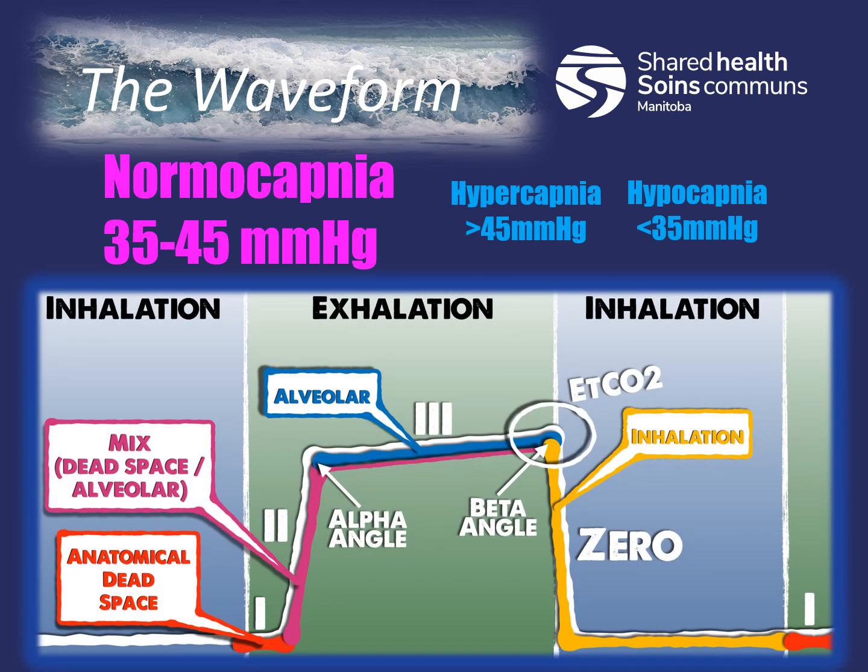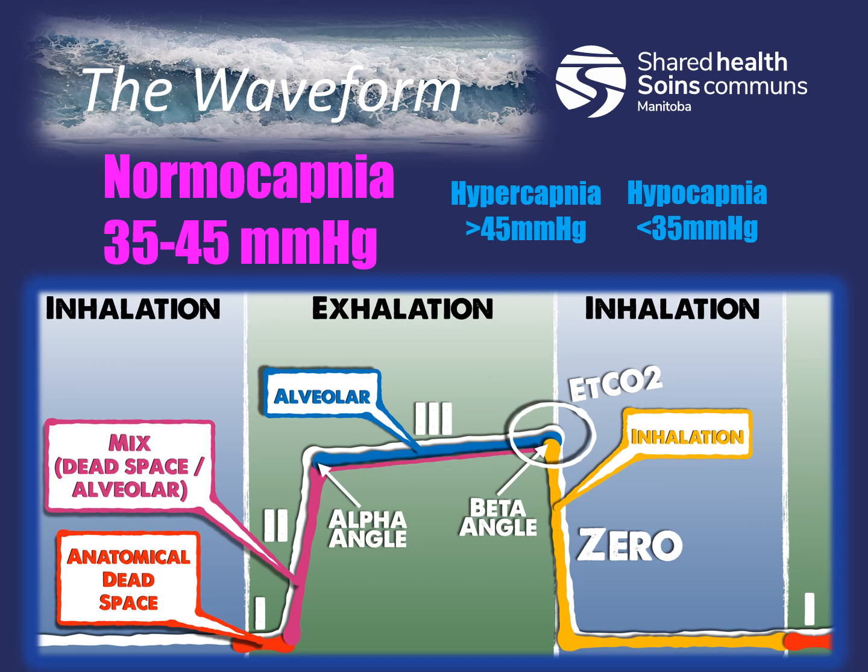Going through the waveform, we have phase 1, which is the wave from baseline representing inhalation, or when there is no or low CO2 being expelled. We have phase 2, which is the beginning of exhalation, where we have anatomical dead space filling with alveolar gas from the alveoli and the bronchioles. This is transitioning from phase 2 to 3, and it's called the alpha angle.